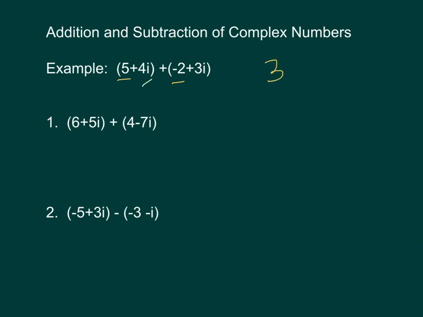We've got our imaginary components, 4i and 3i, so that gives us a positive 7i, which would be our answer there, 3 plus 7i. So same thing with the next two. If you want to pause this video for a second and try those, and then unpause it so you can check that you got them correct. Now would be a good time to do this.